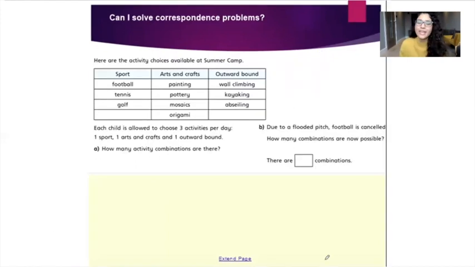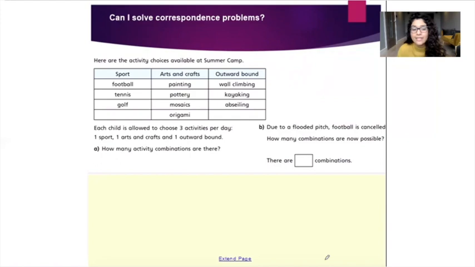Next question. Here are the activity choices available at summer camp. So you have 3 different types of activities there. You have sport, you have arts and crafts and you have outward bound. So football, tennis, golf, the sport that's available. The arts and crafts that are available are painting, pottery, mosaics, and origami. And outward bound means anything to do with wall climbing, kayaking, and abseiling.